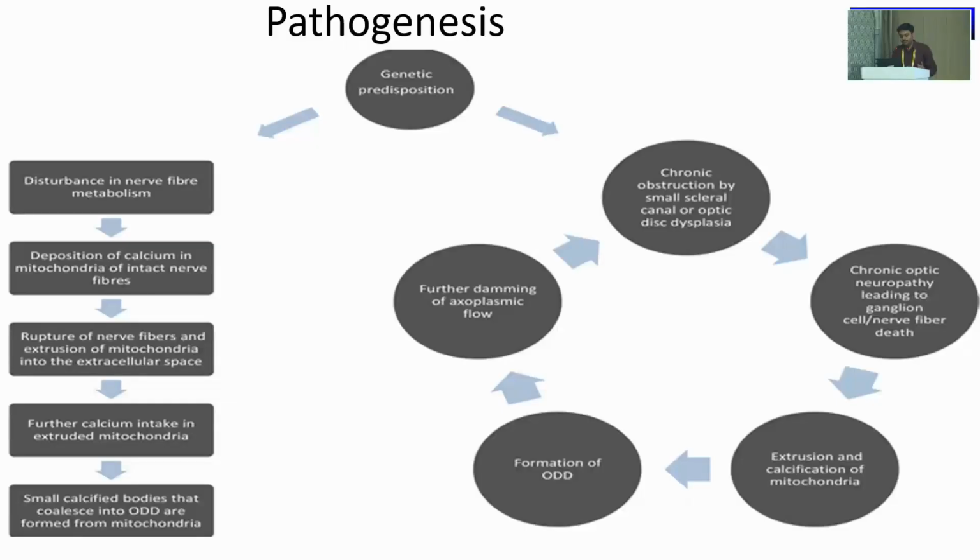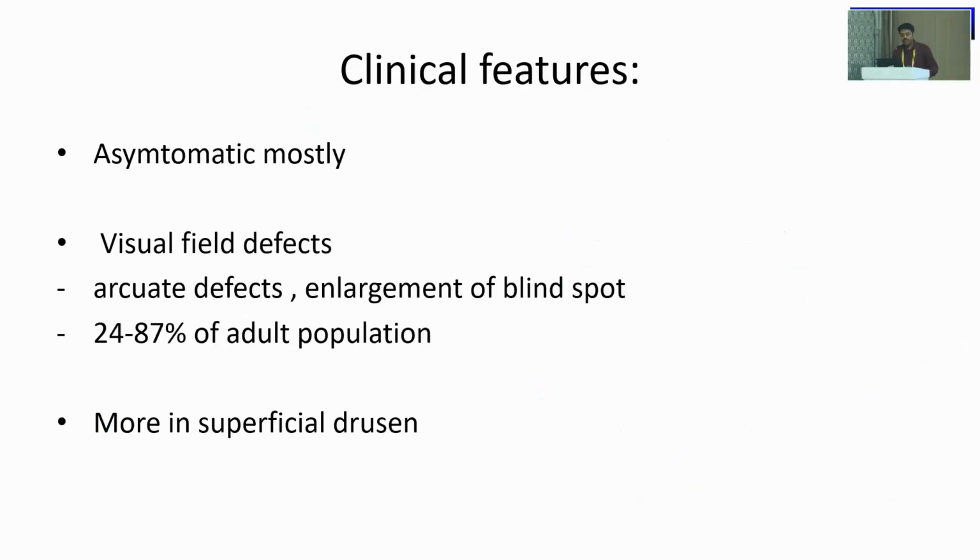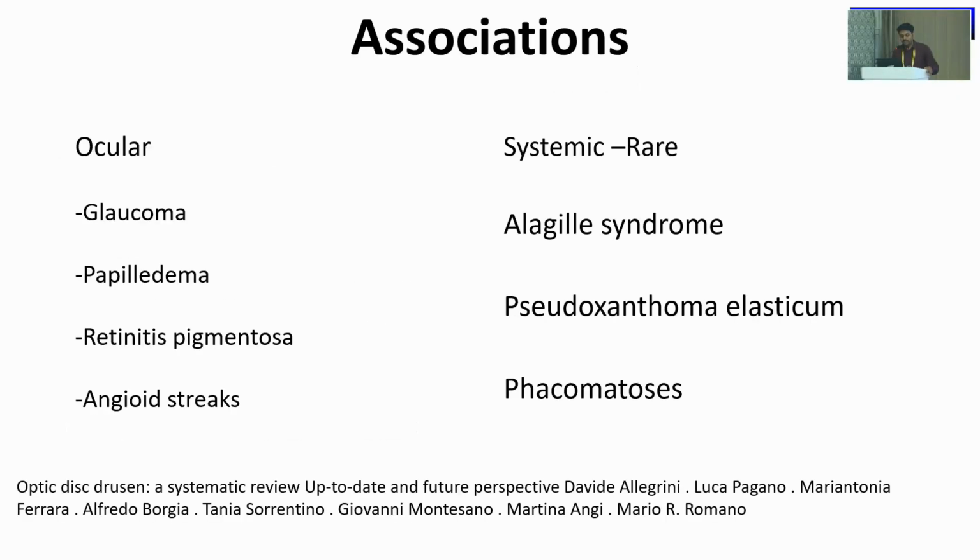Pathogenesis would be any genetic predisposition, and as I mentioned previously, chronic obstruction due to the small cup or scleral canal. This in turn causes extrusion of the calcification material, then formation of the optic drusen, further damaging the axoplasmic flow. So the clinical features of cases with only disc drusen would be asymptomatic, and very rarely, 24 to 85% of the adult population may have visual field defects.